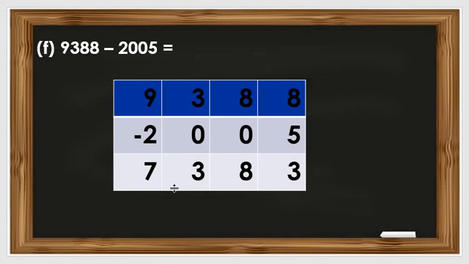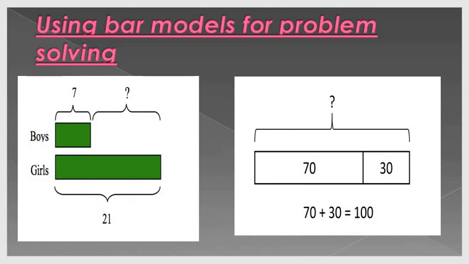So now, today's new topic is what? Just shortly today we will learn. After exercise number 3, our new topic is using a bar model for problem solving. Already we know how many steps there are in problem solving and how we can solve a problem. But here it is different, using a bar model. Bar means a block of the model, a form of the bar model.